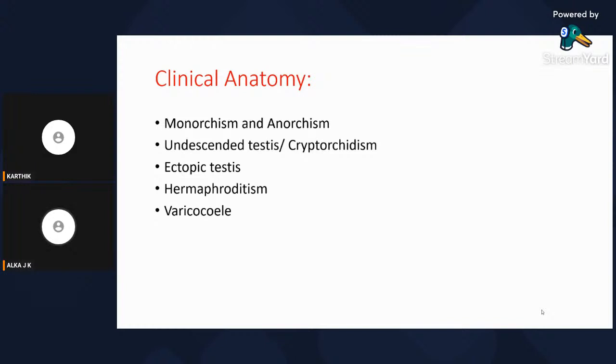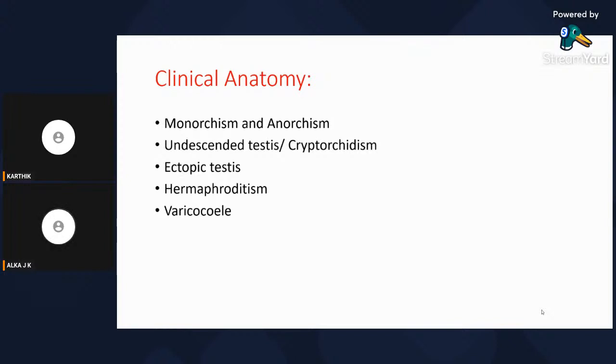Undescended testes, also known as cryptorchidism, means sometimes the testes fail to descend into the scrotum. In premature birth, most probably undescended testes are there, or sometimes even after full term they do not descend. They can lie in the iliac region, inguinal region or lumbar region, but in 70% of cases of premature delivery, after the baby completes 9 months, they come downwards automatically, though sometimes surgical correction may be needed.